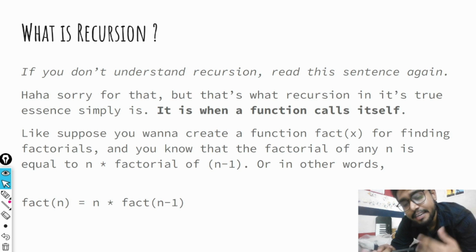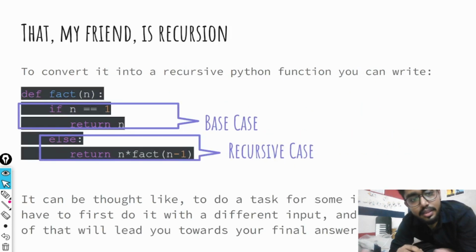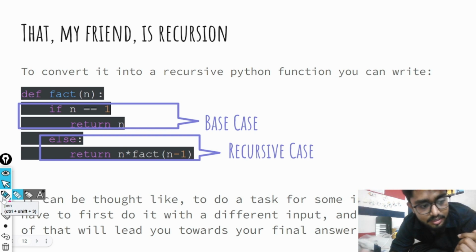Suppose you want to create a function fact of x for finding factorials. And you know that factorial of any number n is equal to n into factorial of n minus 1. So in other words, you can say fact n is equal to n into fact n minus 1. That, my friend, is recursion. To convert it into a recursive Python function, you can write this. Just wrap it into a syntax, because that's what a programming language is. A syntactical wrapper for logic, so that the computer can understand it.